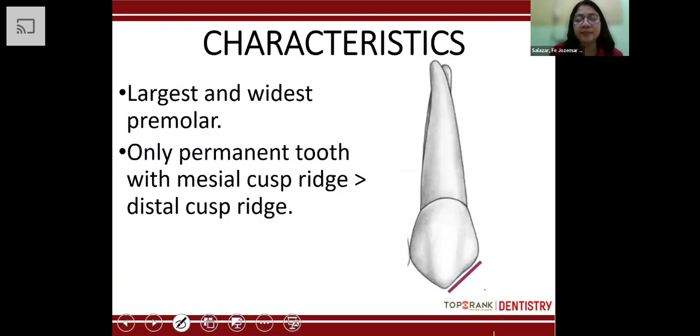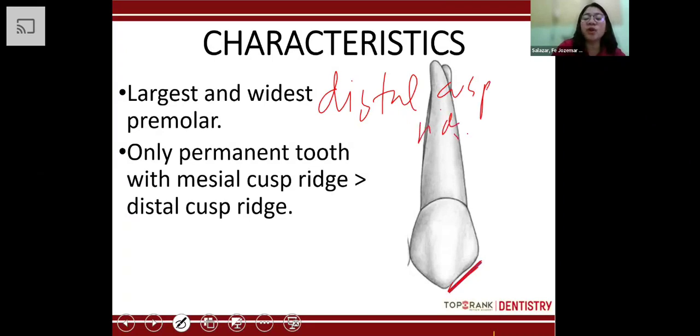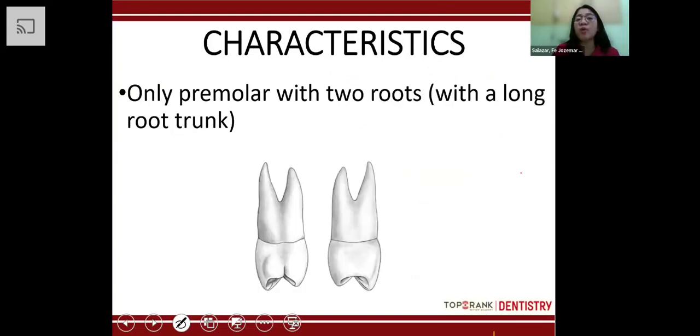So the first premolars, what are the characteristics of the maxillary first premolar? Largest and widest premolar and only permanent tooth with a mesial cusp ridge that is longer than the distal cusp ridge. Ito yung cusp ridge. Iba siya sa marginal ridge. Okay? So yung rule natin, distal cusp ridge is always longer than mesial cusp ridge. Only premolar with 2 roots and a long root trunk.